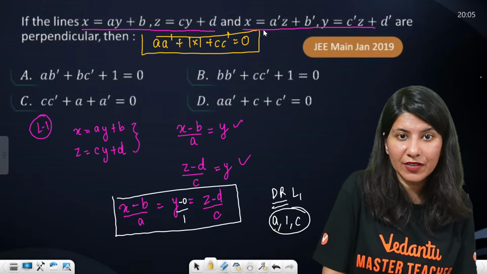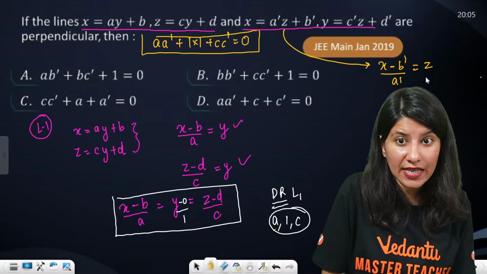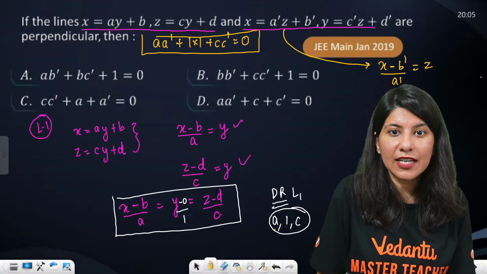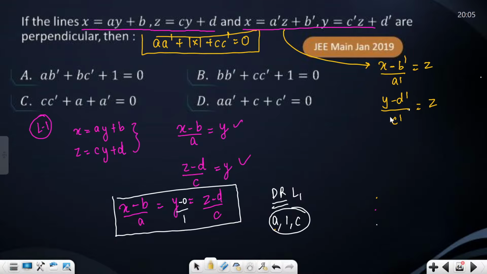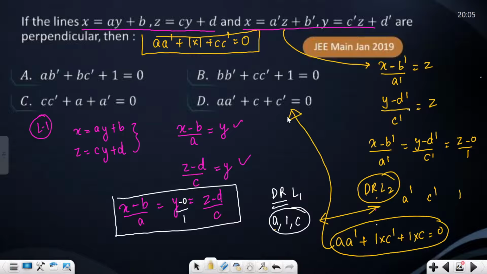The second equation is different. So if I write x minus b dash upon a dash equals z, the first equation is giving me z. Now the second thing is y minus d dash upon c dash equals z. Correct? So x minus b dash upon a dash equals y minus d dash upon c dash equals z minus 0 upon 1. So now the DR of line number 2 will be a dash, c dash and 1. Now the dot product between them will be a a dash plus 1 into c c dash plus 1 into 1 equals 0. So this is matching with option D, guys, option D. Yes, clear?